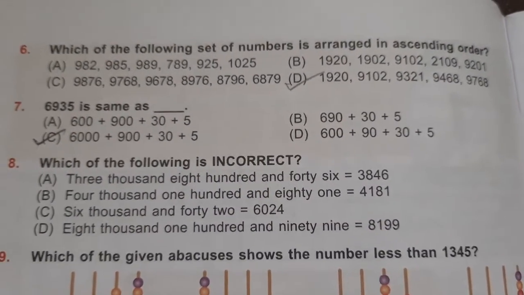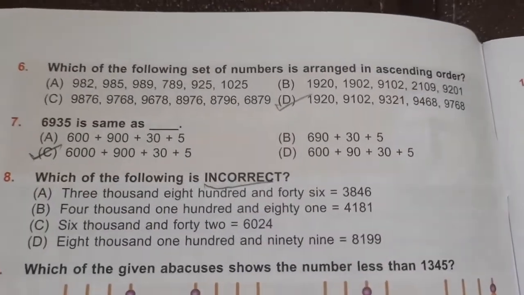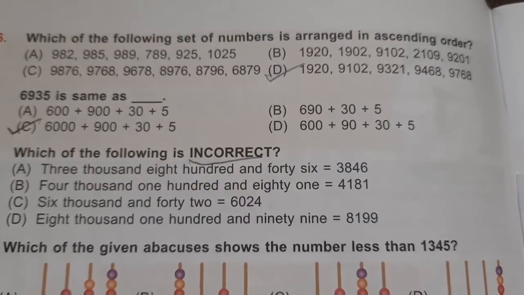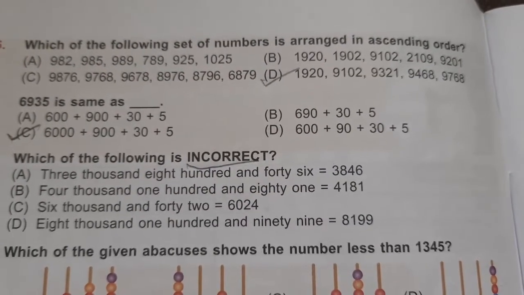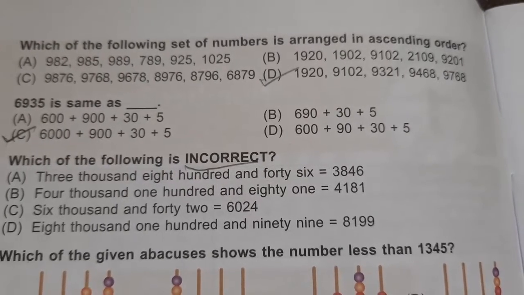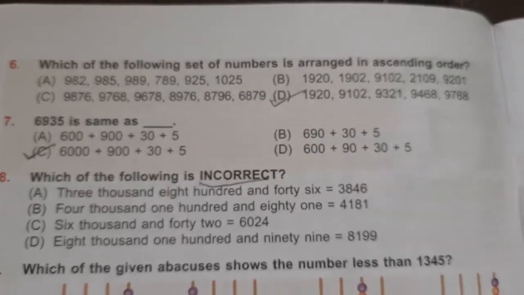Which of the following is incorrect? So the question is for the incorrect option, right? Not the correct one. So you have to carefully look at all the options. Out of the four of them, one is going to be incorrect and the rest are going to be correct. Okay, so let's start checking.